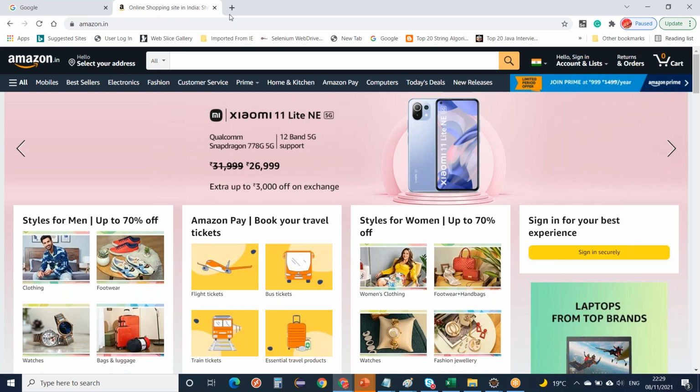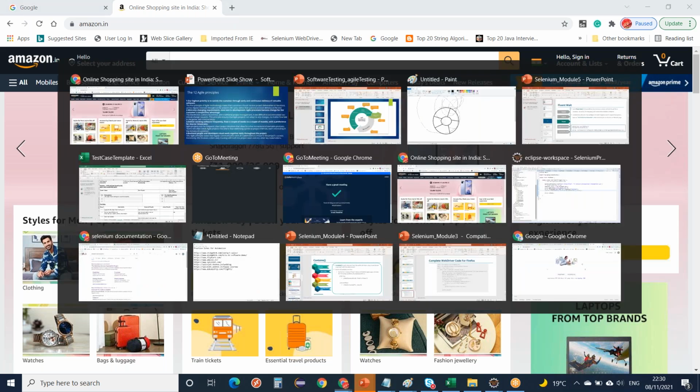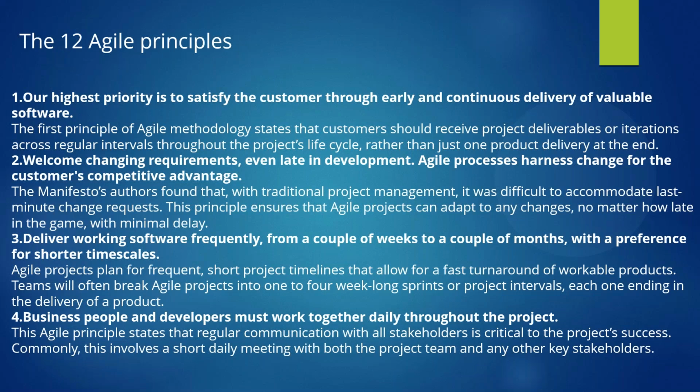So based on their business need, the client can change the requirement at any point of time. So we have to understand the changing requirement, and then we have to accept and work according to the changes. Okay, getting?